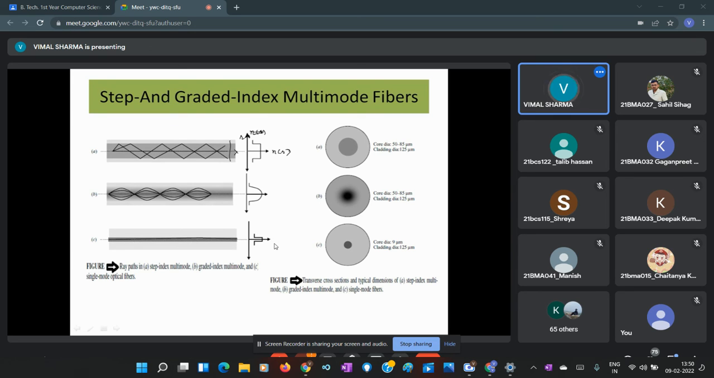This is the center of the core. If I move away from the center of the core in any direction, up or down, I see that the refractive index is the same up to here. This is the value of refractive index along this axis. And then there is a change in refractive index at the core cladding interface. Refractive index changes from this value, you can say this value is N1, and it changes to N2.